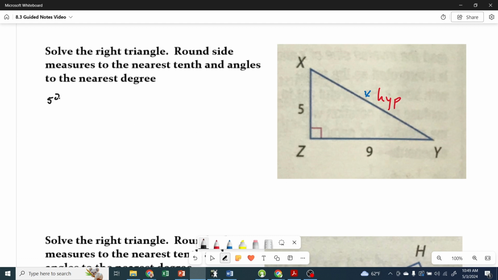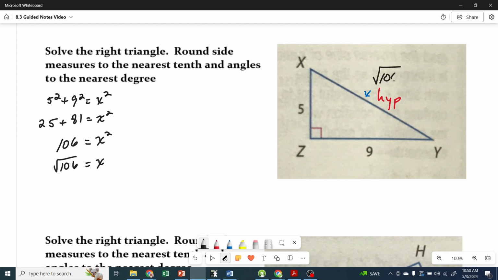So 5 squared plus 9 squared equals, we'll say x squared here. So I've got 25 plus 81 equals x squared. So 25 and 81 is 106, equals x squared. Take the square root of each side. I get the square root of 106 equals x. So this is equal to the square root of 106.